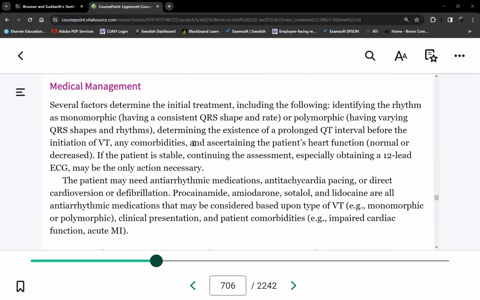Pulseless VTAC is treated the same way as VFib. What do you do first in BLS? Pulseless VTAC or VFib, what do you do? You call a code first. Since you're in the hospital, you call a code. If this happens elsewhere, like in a shopping mall, of course it's different. Then you call 911 if it's outside.